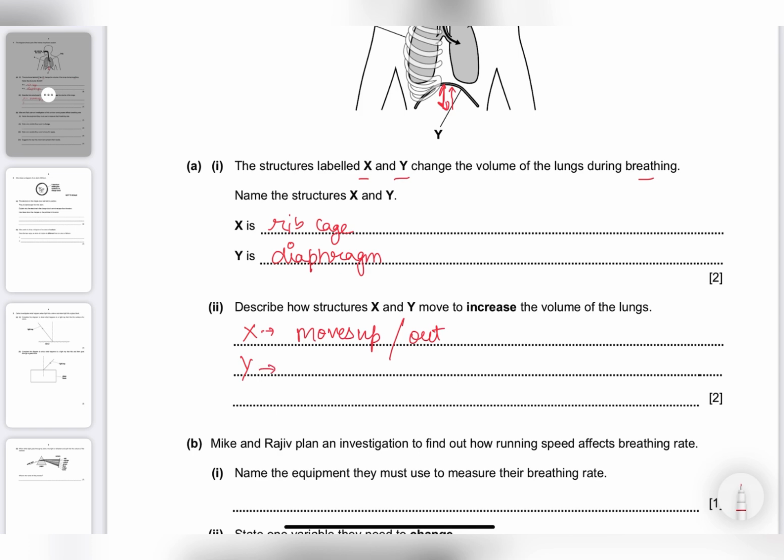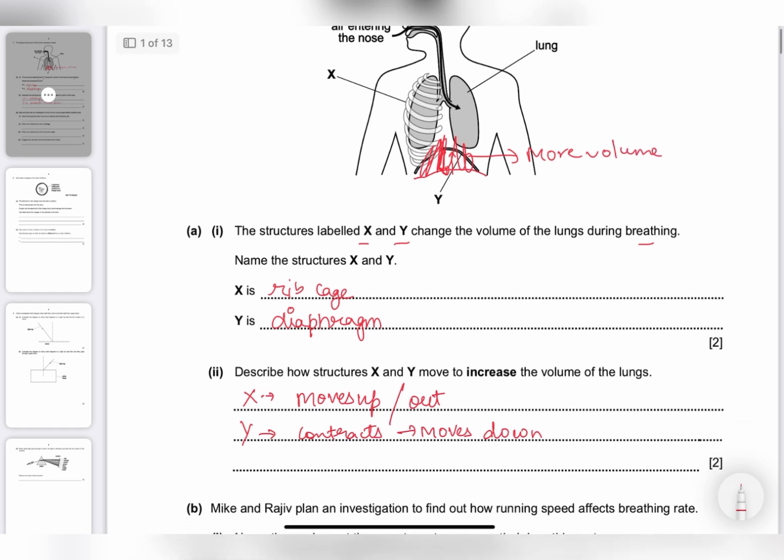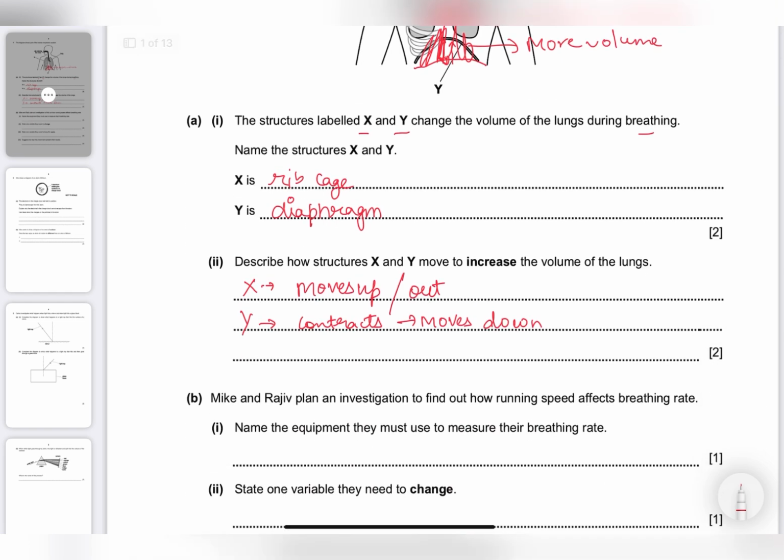Now Y, that is diaphragm. What is the function of diaphragm? As it contracts, it moves down. Once it is down, it is like this. So more space is there. More space means more volume. That's when the air rushes in. And when it relaxes, it moves up again, or we can say flattens.